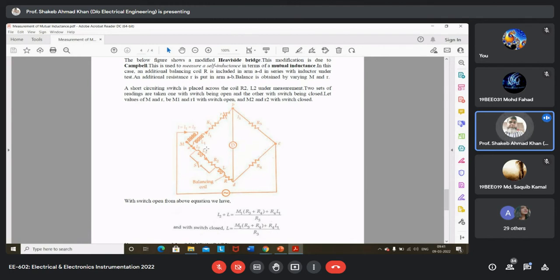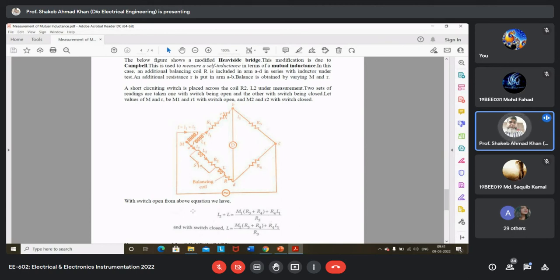Otherwise this bridge is the same as the Heaviside bridge. Now in this case, the procedure is a bit different. Here, we short the switch placed across the R2 end. First of all, we short the switch, and we balance the bridge with only the balancing coil in the circuit, and then we open it.